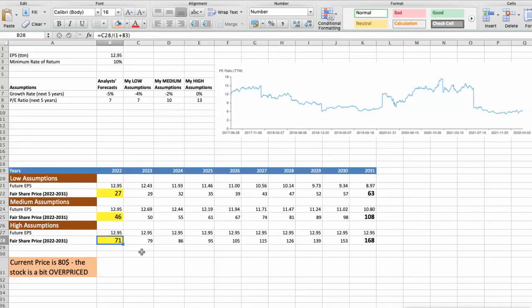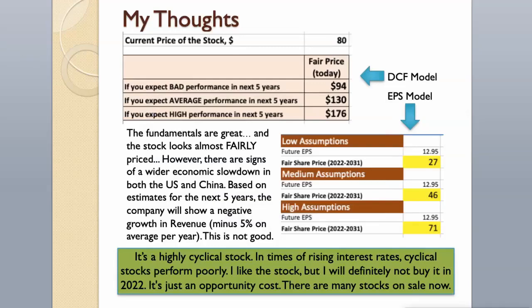As you can see, today the stock is a little bit overvalued, $80, even if we expect the company's high performance in future. The fundamentals are great. And the stock looks almost fairly priced. However, there are signs of a wider economic slowdown in both the US and China. Based on estimates for the next 5 years, the company will show a negative growth in revenue, -5% on average per year. This is not good.